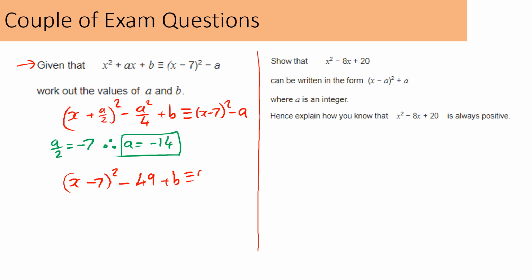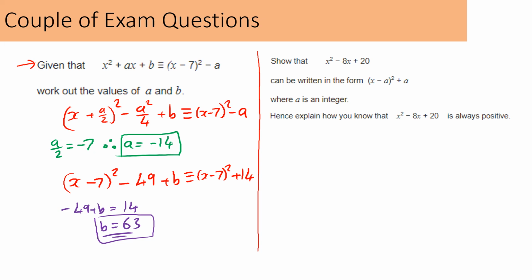And that's equal to our x minus 7 all squared, and it says it's minus a here, so that's going to be plus 14. So what we need now is for the minus 49 plus b to be the same as plus 14. So we can say minus 49 plus b equals 14. We could add the 49 across and get that b is 63. So there we go, just a bit of comparing coefficients.